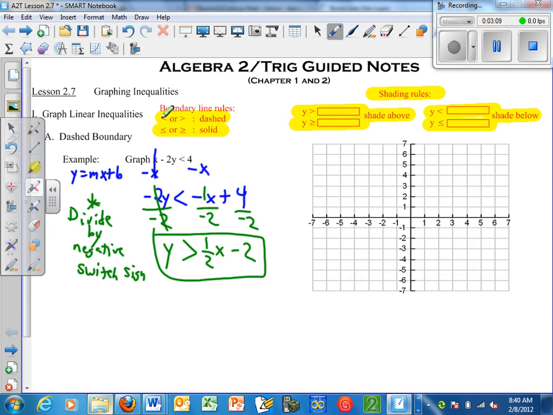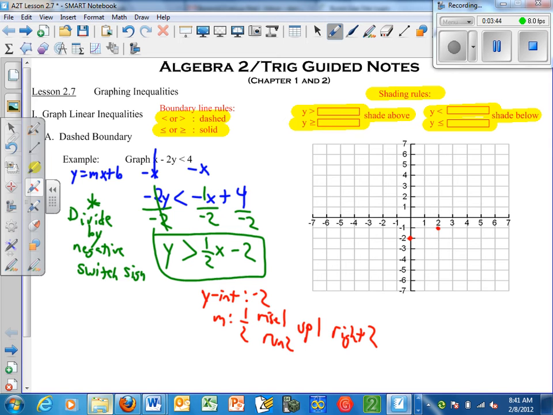Now, you graph the boundary line. So my y-intercept, this is linear now. So the y-intercept is negative 2. My slope is 1/2. So I'm going to go rise 1 and run 2. So up 1, right 2 from my y-intercept. So y-intercept is negative 2. I'm going to rise 1. So up 1, right 2 would be over here.